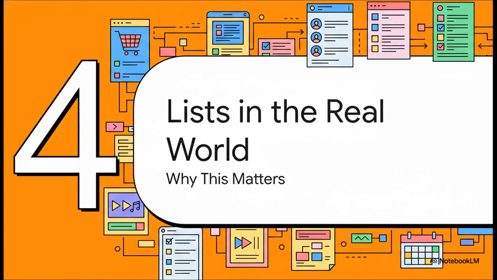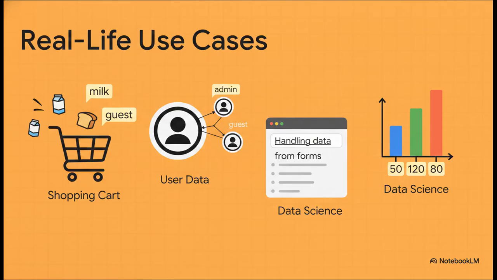Okay, so we've been looking at a lot of code. But so what? Why does this even matter? Where are you going to see this stuff in the wild? Believe it or not, you use lists all the time without even thinking about it. That shopping cart you have on Amazon? That's a list. Your watch later playlist on YouTube? That's a list. The list of your friends on Instagram? Yep, another list. They are everywhere. They are the absolute backbone of pretty much everything from websites to big data science.